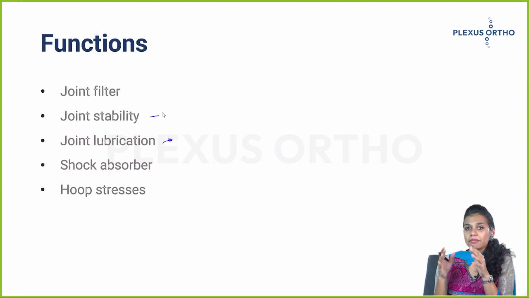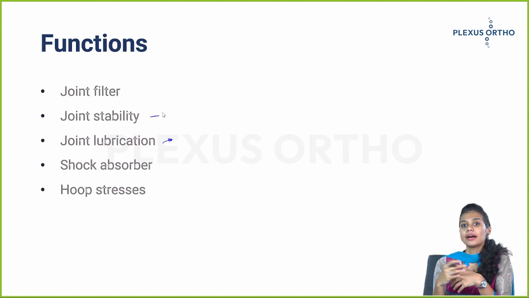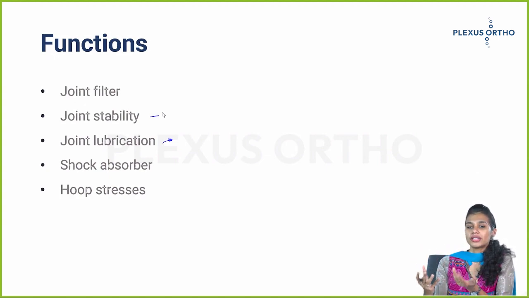The menisci make sure that the synovial fluid is very well distributed throughout the joint and hence the cartilage is always in contact with the synovial fluid for its nutrition. It also acts as a shock absorber, so it will decrease the stress on the articular cartilage.